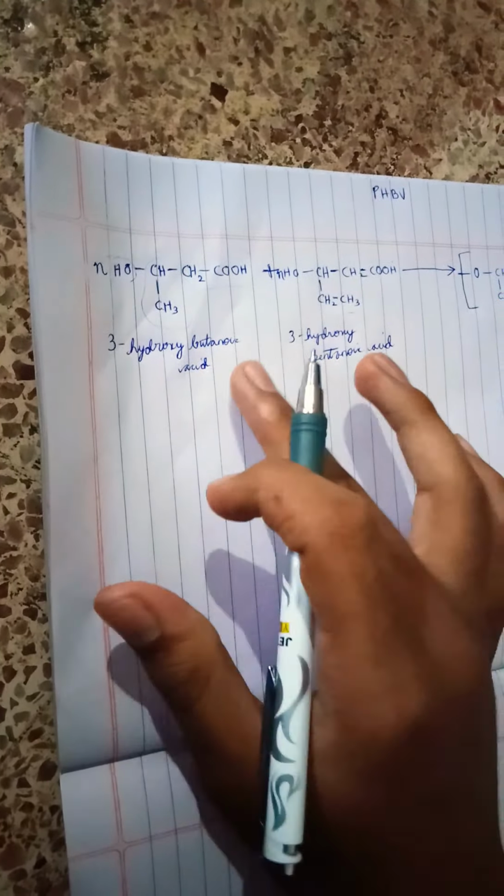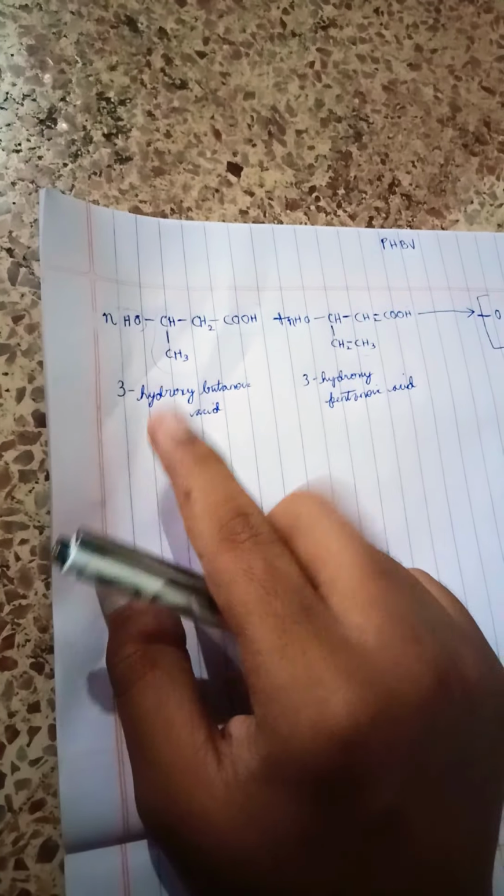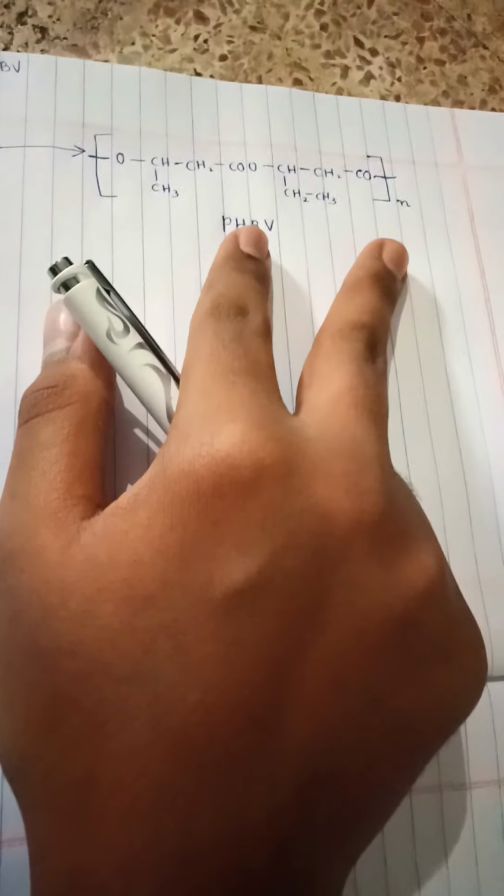N molecules of 3-hydroxybutanoic acid combine with N molecules of 3-hydroxypentanoic acid to give PHBV. It indicates that the chain continues, the chain goes on to form the polymer. So these two are the monomers and this is the polymer. PHBV is the polymer.